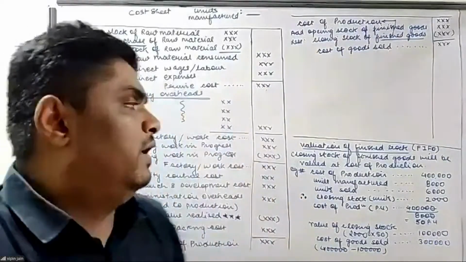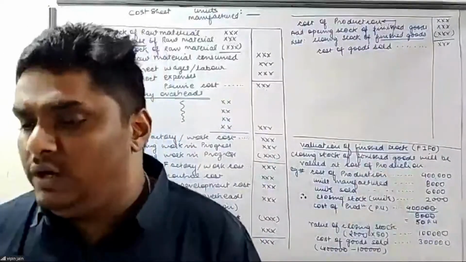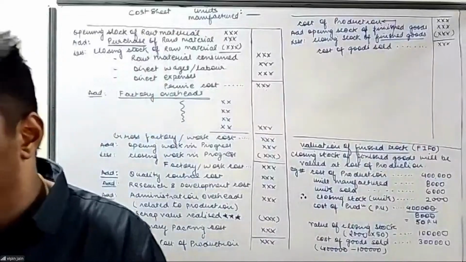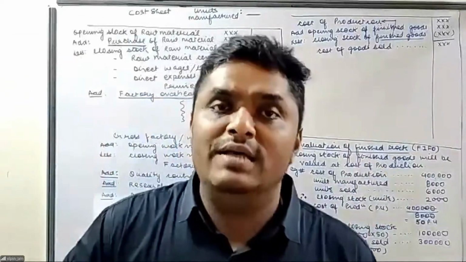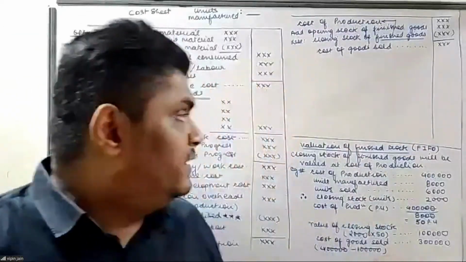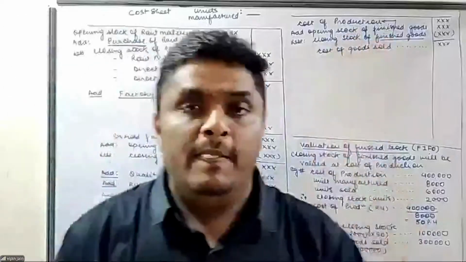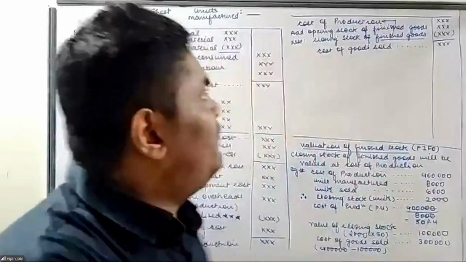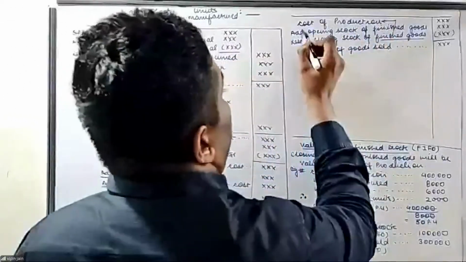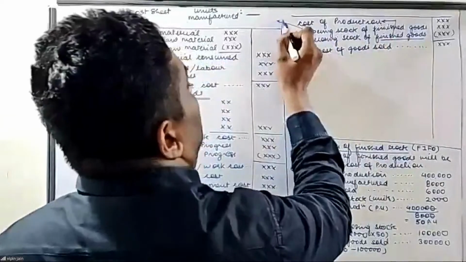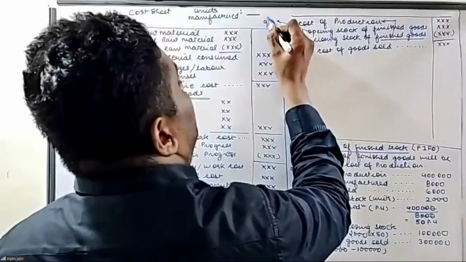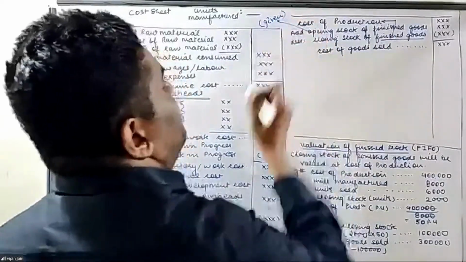If you guys have any doubts in this calculation, you can please post your query. I think one of the students asked about the valuation of finished goods. Very important: the value of opening stock of finished goods is always given. This value is always given.